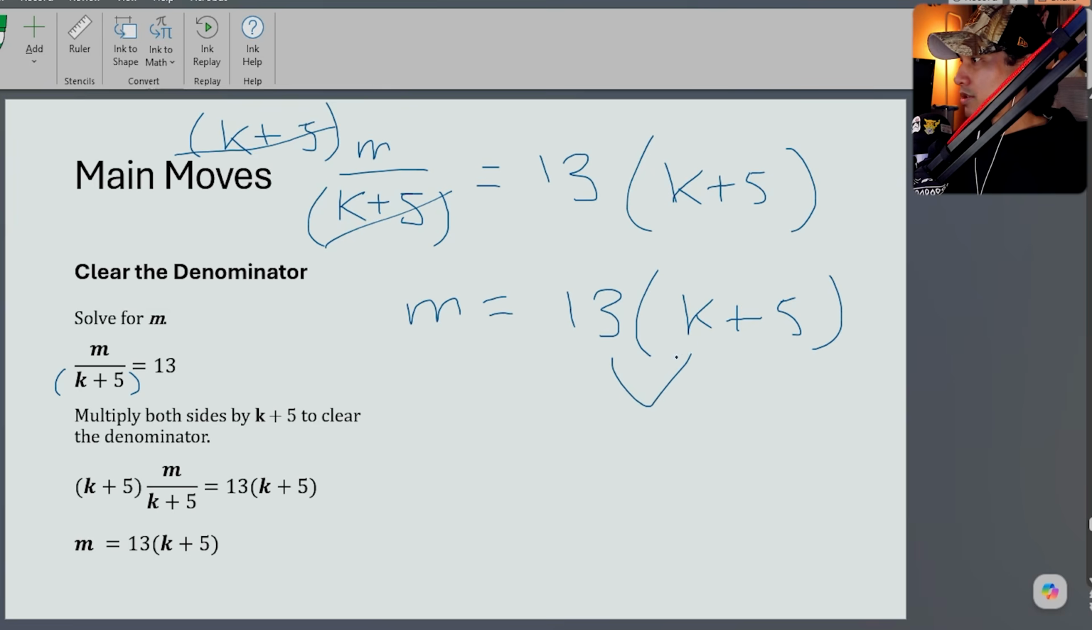Okay? And then you could distribute and go on with the equation, but we're not going to go that far. I'm just going to teach you how to clear the denominator. And you just need to clear the denominator by multiplying by the same number, or whatever the term is. You saw the example v divided by v, right? And now you've got k plus 5 on this side, and you just cancel it out. That's all you do. Okay?